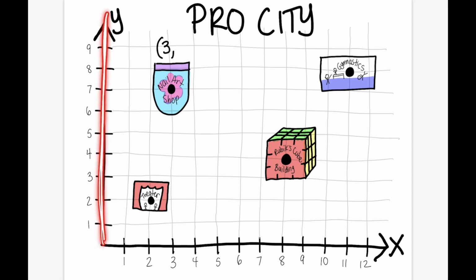Take a few minutes and figure out all of the ordered pairs of the locations in your city. If you're just tuning in or didn't make your own city just yet, see if you can figure out the ordered pair of some of the locations in Pro City.